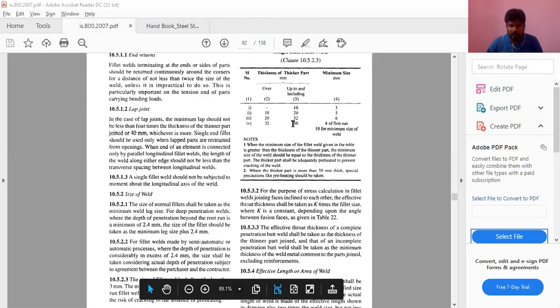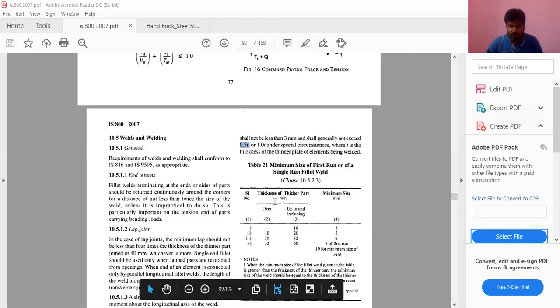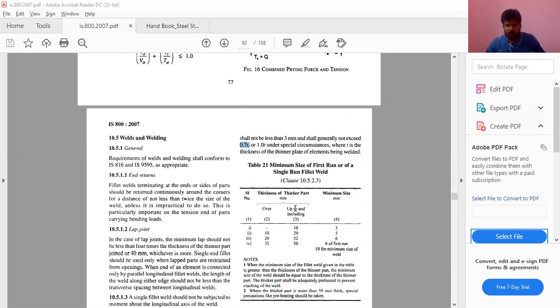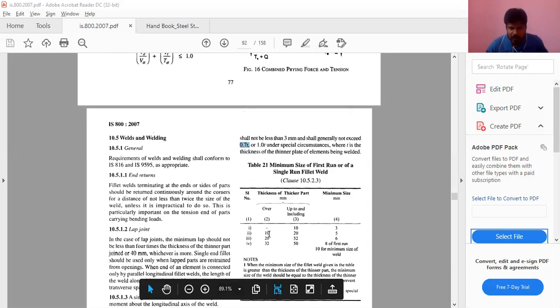So here in Table 21 they have mentioned the thickness of the thicker part. There are two plates, one is 8 mm, another one is 12 mm. Among them, the thicker plate, 12 mm, lies in between 10 to 20 mm, so the minimum size of weld we are going to choose is 5 mm.